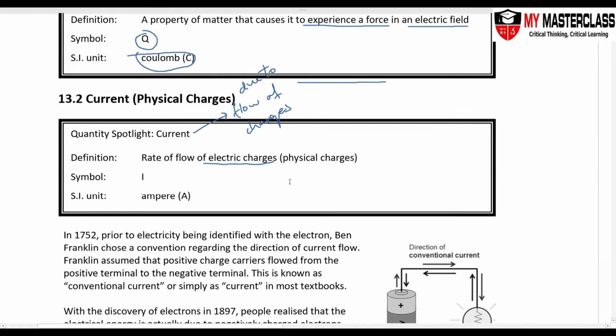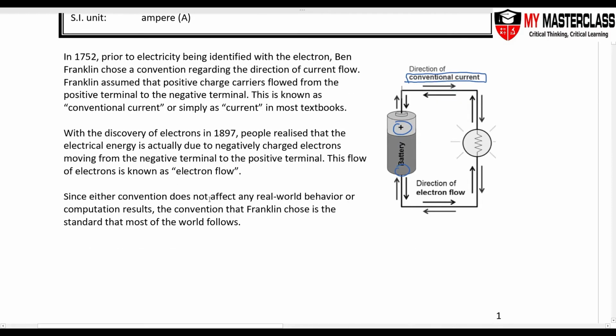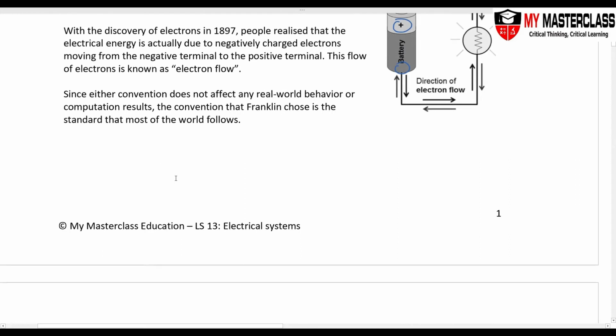Before electrons were discovered, we assumed current to flow from the positive end to the negative end. So this is the direction that we are still using, and we call it conventional current. However, since electrons were discovered, we now know that current is actually supposed to flow from the negative end to the positive end. So we just call that electron flow. This doesn't affect any real world behavior or computation results.